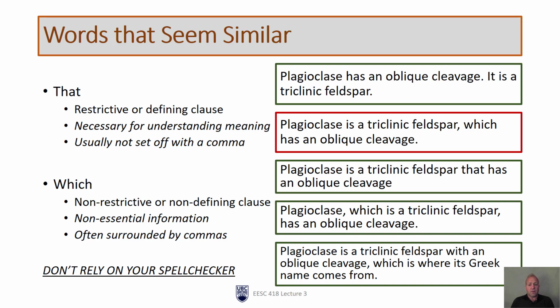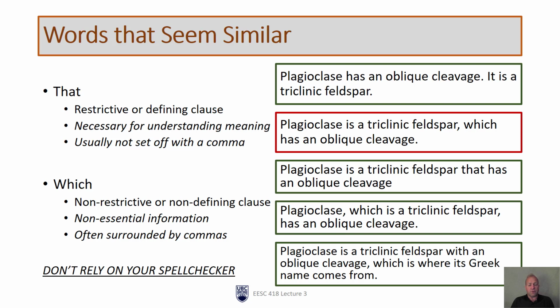Next sentence down. Plagioclase, which is a triclinic feldspar, has an oblique cleavage. Now in this case, "which is a triclinic feldspar" is a little bit of non-essential information that we're adding, and that gives it some additional context. It gives the reader some more information, but it doesn't change the fact that plagioclase has an oblique cleavage, which is the subject of the sentence.